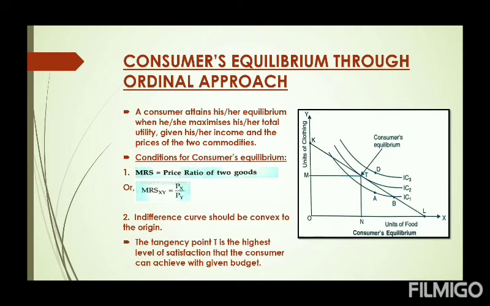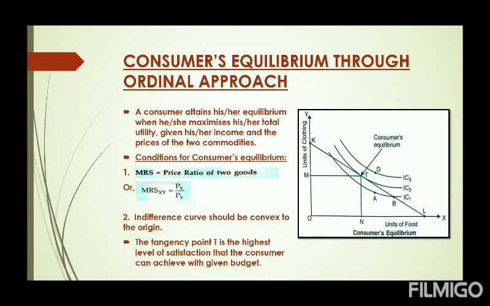Now, utility maximization subject to budget constraint means getting the highest possible indifference curve without going above the budget line. That means we need to reach the highest possible indifference curve with our budget keeping in mind. Now, in order to reach that, we must satisfy the two most important conditions for consumers' equilibrium.